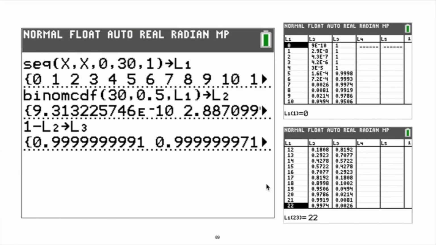All right, and you've seen this kind of slide before. On the left panel, I've got the instructions on my TI-84 calculator to construct the sample space for this distribution, and then to construct a column or a list containing the values of the CDF for this distribution, and then the third column contains values for 1 minus the CDF. So you see here, list 1 shows values from the sample space, list 2 contains values of the CDF, and list 3 contains values of 1 minus the CDF.